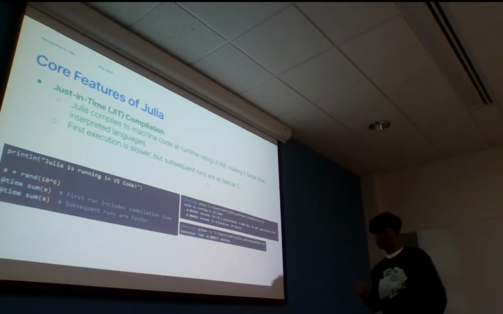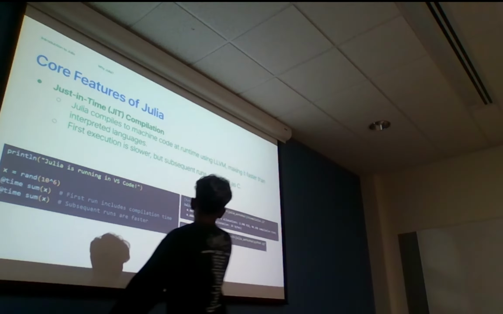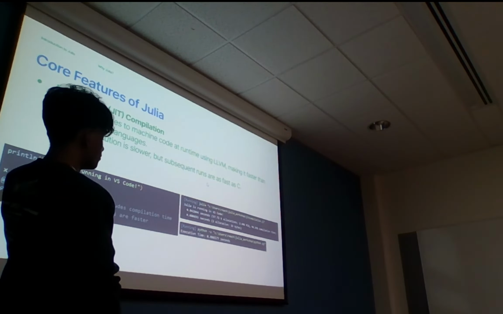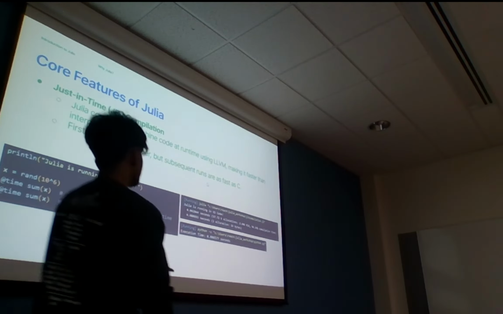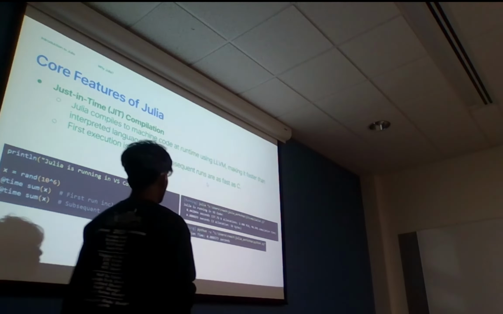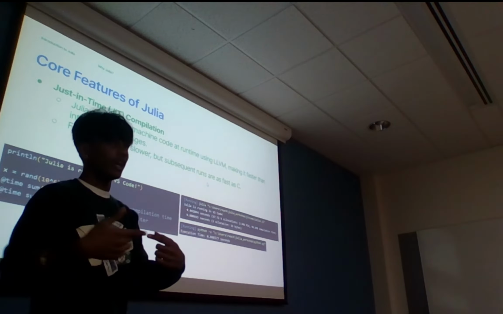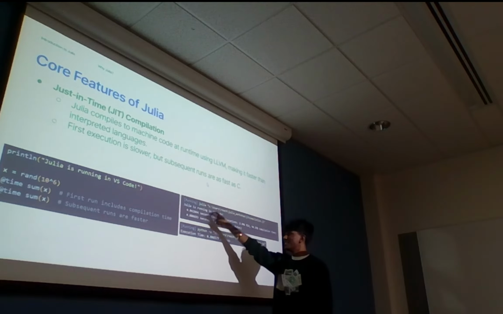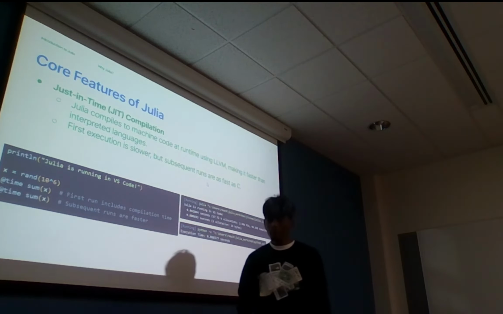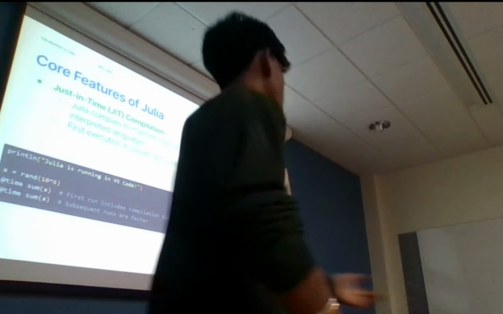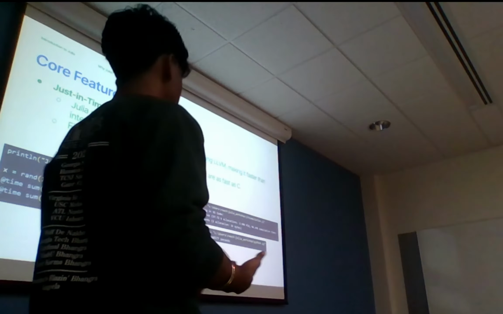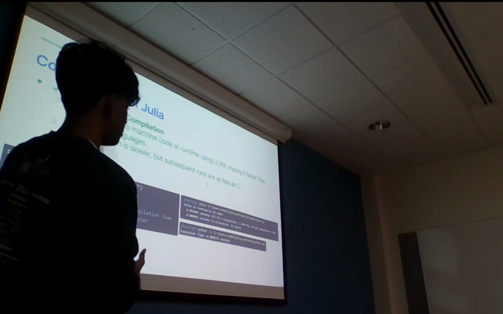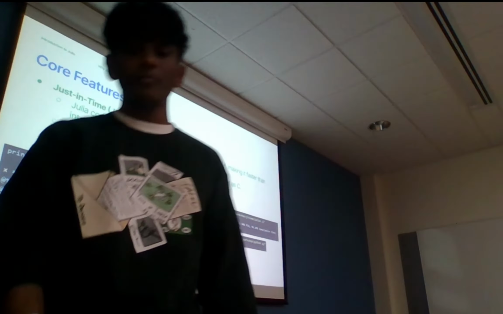So for example here, this is Python and this is Julia. The first execution is similar to Python, or I guess in this case it's faster. But after that, the subsequent executions are way faster. It's literally like 100 times faster, I think. That's why people use Julia. It's incredibly fast because of just-in-time compilation. So that's one of the core features there.